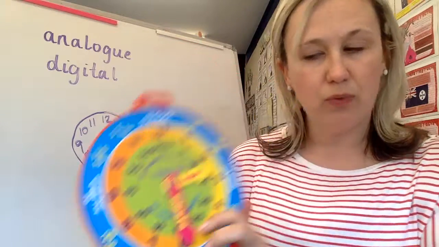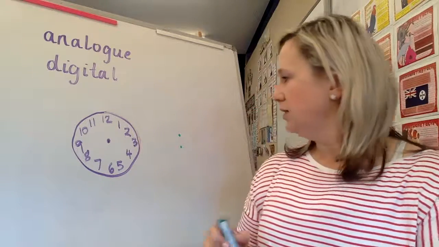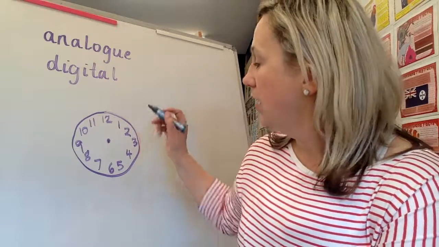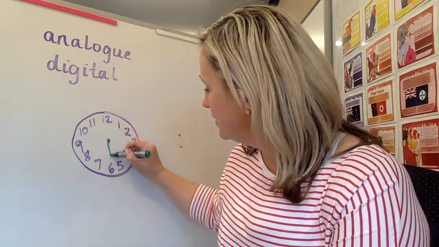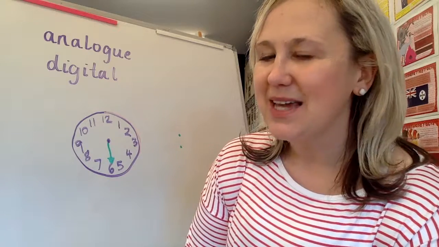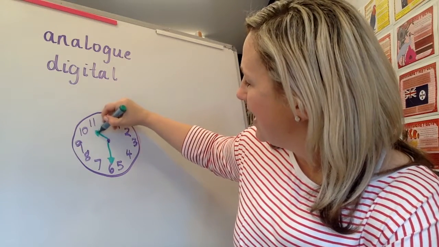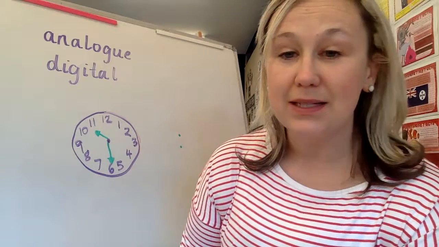Let's have a go at writing on the board now. We'll have a go at writing a half past. So if it's half past something, the long hand, the minute hand, is on the 6. And then I want to make half past 10. So I'm going to put the little hand halfway between the 10 and the 11, half past 10.